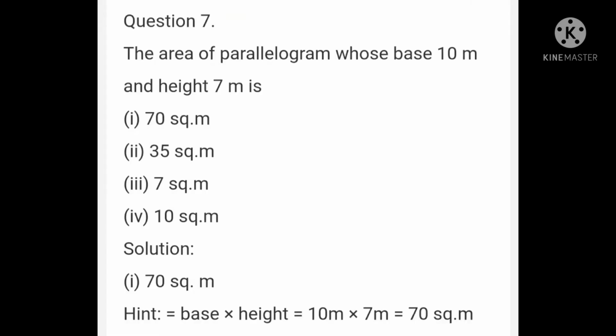Okay, seventh problem. The area of a parallelogram whose base is 10 meter and height is 7 meter. They are asking area. You know the formula. Area of a parallelogram is equal to base into height. Here base is 10 and height is 7. Just substitute the values. You will get the answer. 10 sevens are 70 square meter. So your option number 1 is the answer.